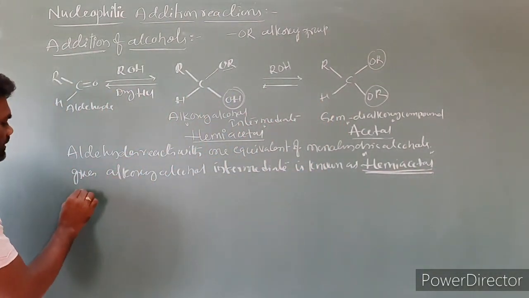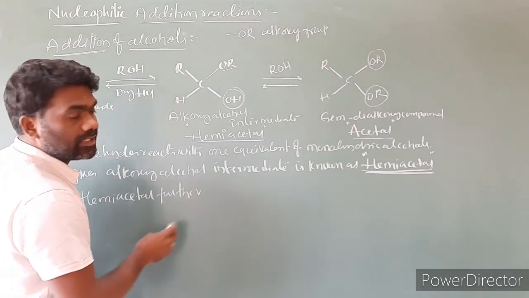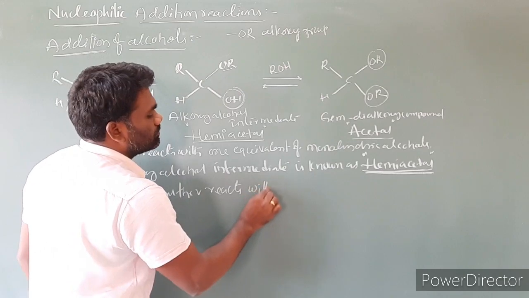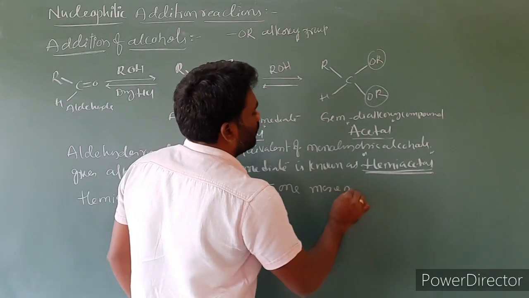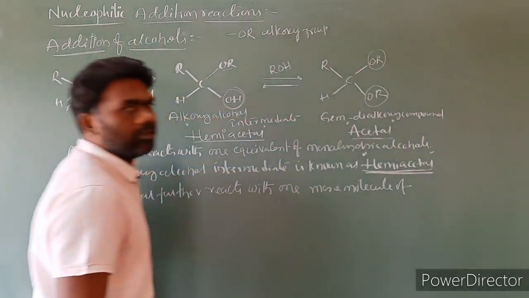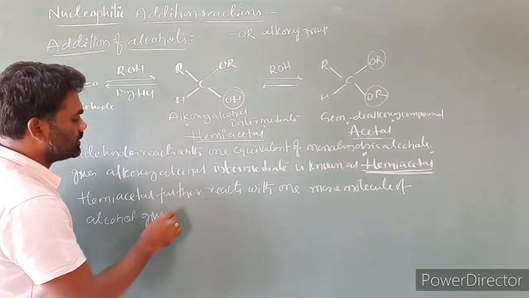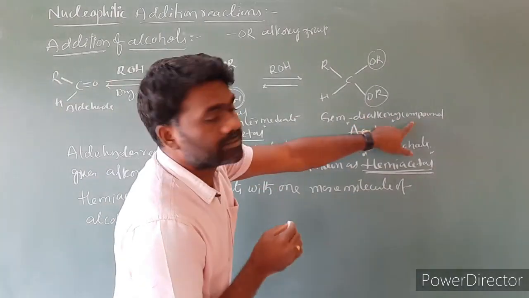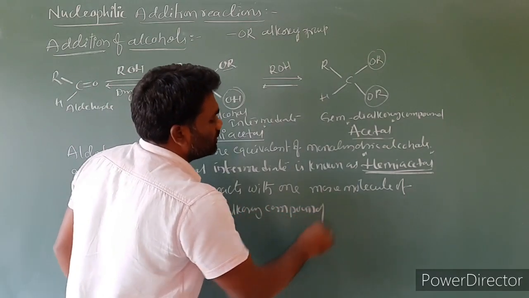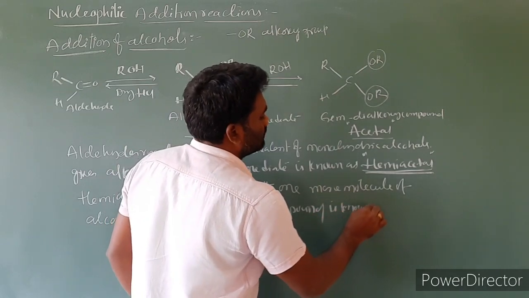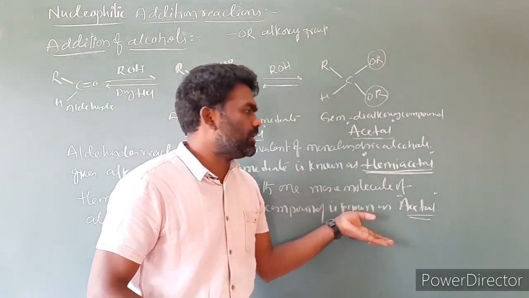Then this hemiacetal further reacts with one more molecule of alcohol, or another molecule of alcohol, to give a gem dialkoxy compound, which is known as acetal. So hemiacetal and acetal are two important terms for 1 mark questions.